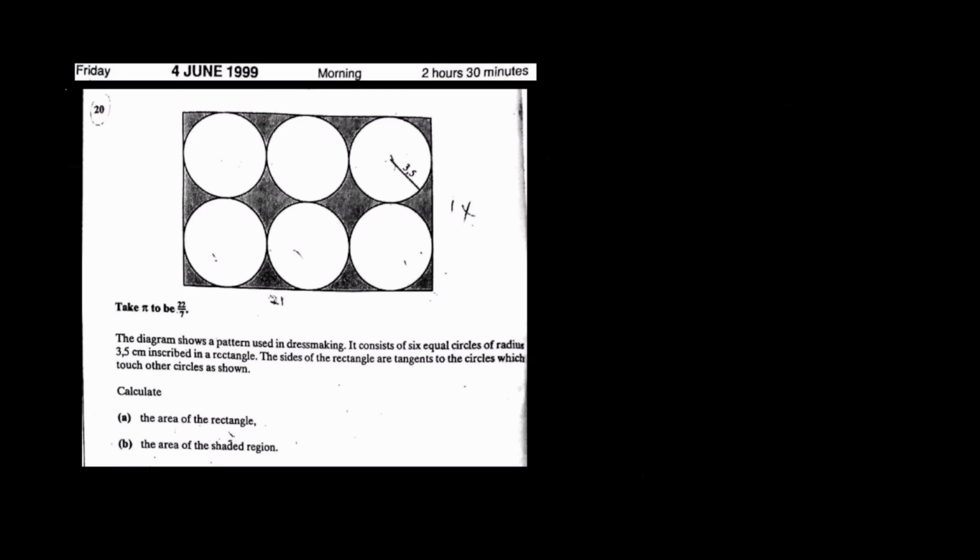It consists of 6 equal circles of radius 3,5 centimeters inscribed in a rectangle. The sides of the rectangle are tangents to the circles which touch other circles as shown. A. Calculate the area of the rectangle. Saka kana tichida calculate the area of the rectangle, tofanira tanga taziva kuti area tinoiwana sei.